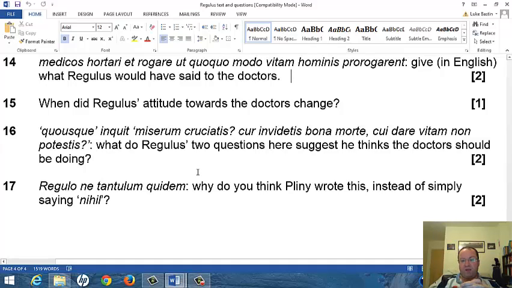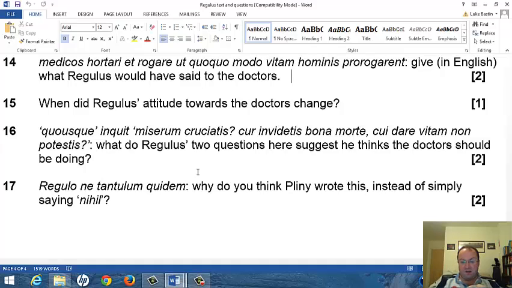Question 15. When did Regulus' attitude towards the doctors change? Well, of course, after the will had been signed. Okay, the new will. Number 16. What do Regulus's two questions suggest he thinks the doctors should be doing? Okay, well, hopefully it doesn't take a genius to work out. He thinks they should stop offering any care which has the effect of prolonging Blaesus's life any longer. Regulus wants Blaesus to die as soon as possible because once he's dead, Regulus can cash in on his will. Okay, he can't benefit from this money or what he thinks will be his money all the time Blaesus stumbles on and survives. So pretty gruesome, but that's number 16.